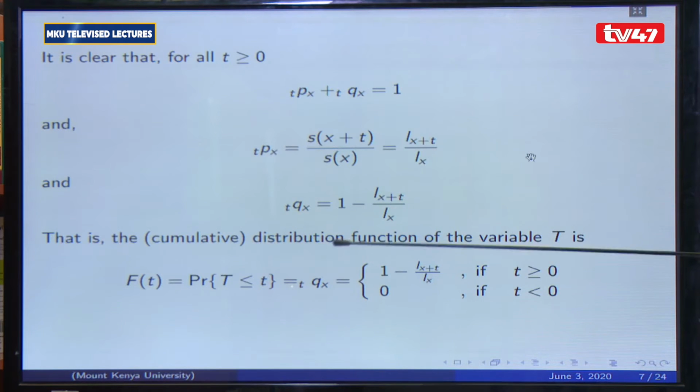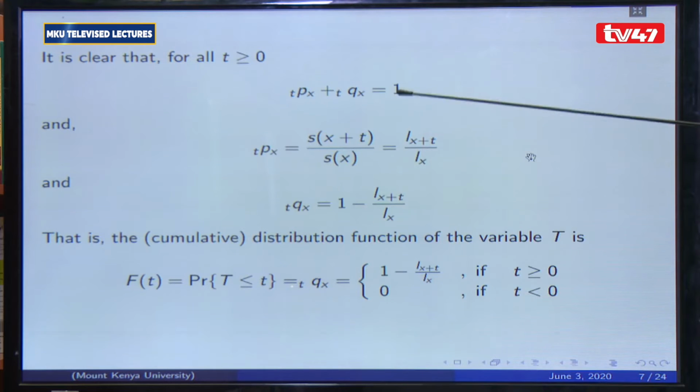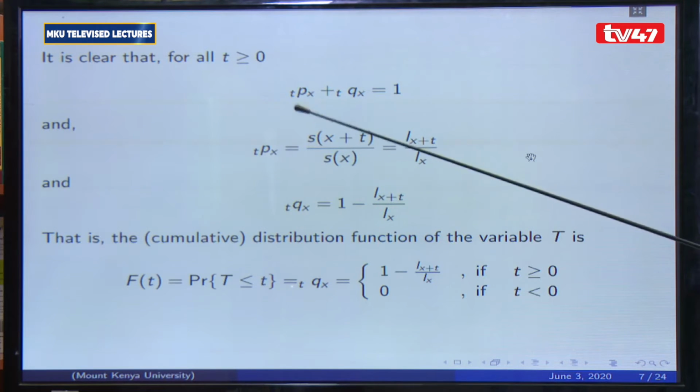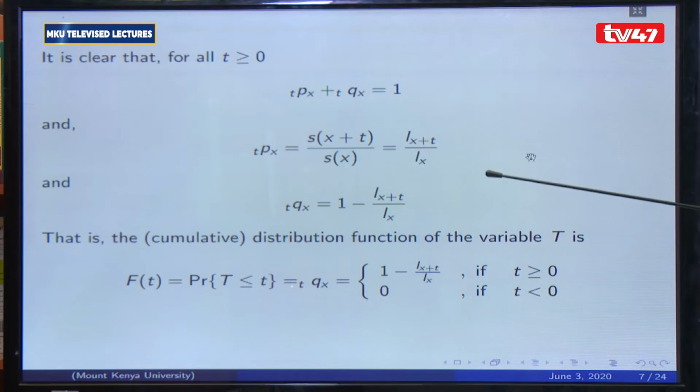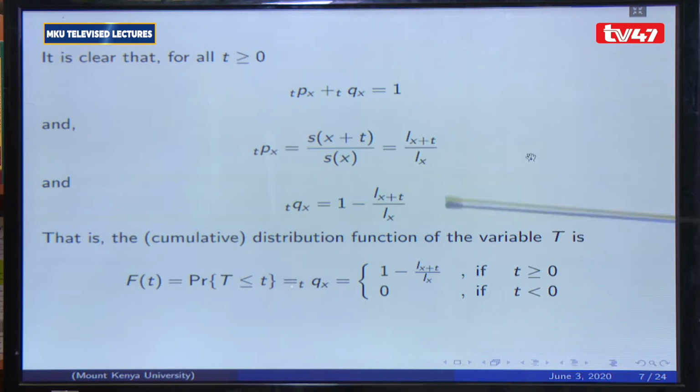So it is clear that t p x plus t q x is supposed to give us 1, because this is the probability of death and this is the probability of survival at any given age. We can write our expressions for t p x and q x in terms of the survival function, s x or s x plus t, which can also be expressed in terms of l x plus t and l x plus 1.